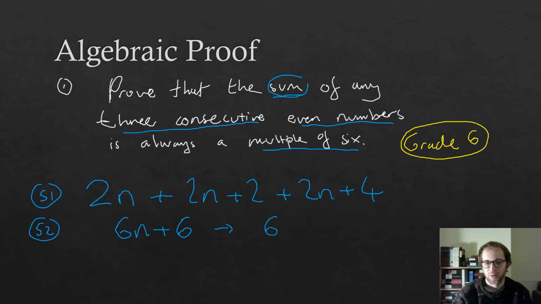Well, if I factor out a 6, if I take a 6 outside the brackets, oh, I made a little bit of a mess of that, sorry. If I take a 6 out of the brackets, we see here we've got 6 times n plus 1. Well, n plus 1 is just a number. So if it's times by 6, it has to be a multiple of 6. So we've proved it. We've done the proof really nicely. Awesome. Shall we have a look at another example now?